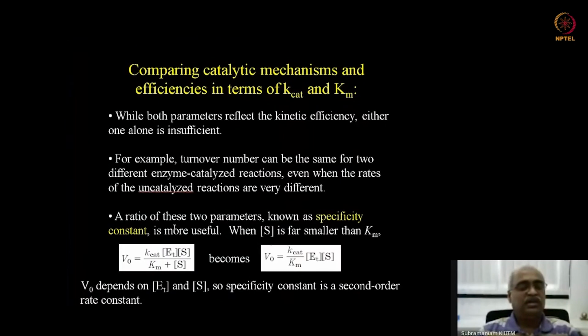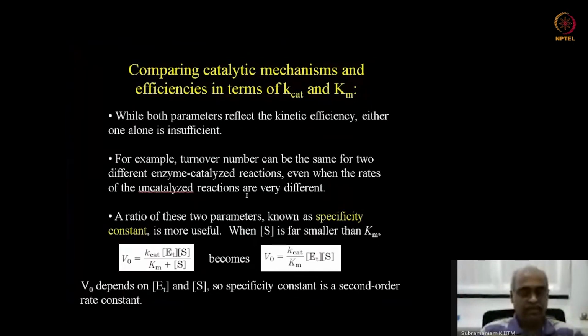So the main point here is the turnover number for two enzymes can be same, meaning K-cat can be the same, but one enzyme may be catalyzing several orders more than the uncatalyzed reaction compared to the other one. So which means the first enzyme in this example is doing better than the second one, but that is not indicated by the K-cat. K-cat is simply the turnover number.